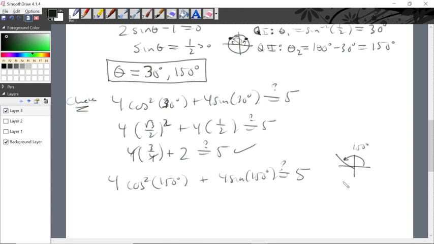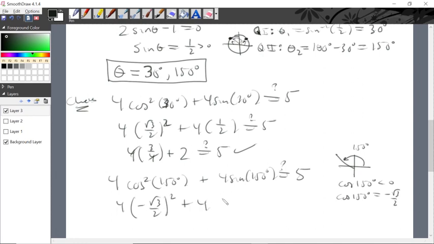In quadrant 2, the cosine is negative. Cosine of 150 degrees is going to be negative. In fact, the cosine of 150 degrees is the negative counterpart to the cosine of 30 degrees, by symmetry. So cosine of 150 degrees is negative root 3 over 2. Well, the square of a negative number is going to be positive.